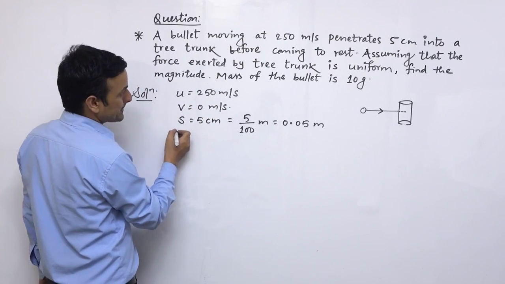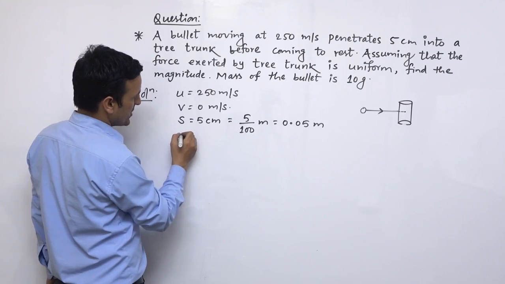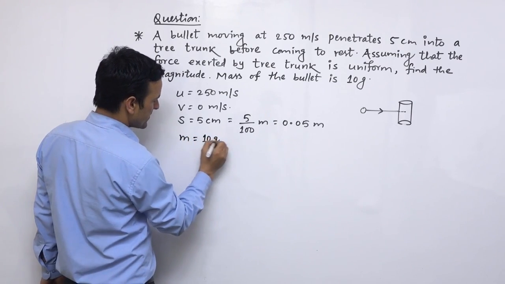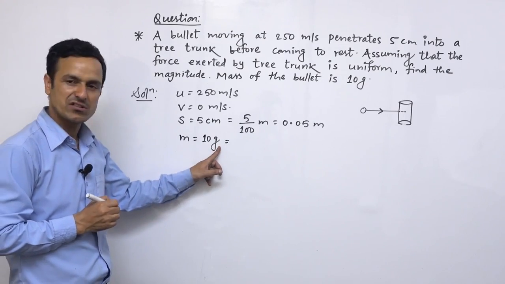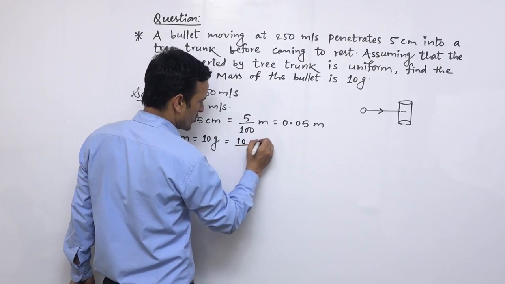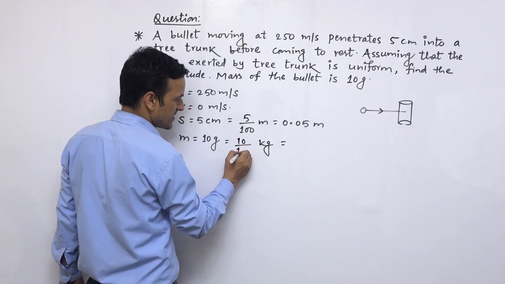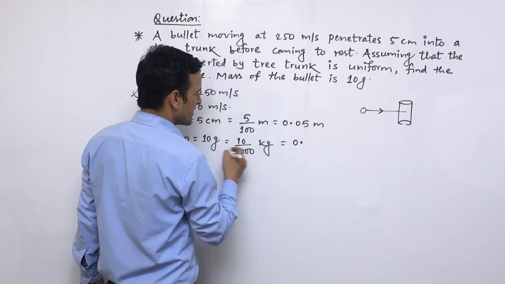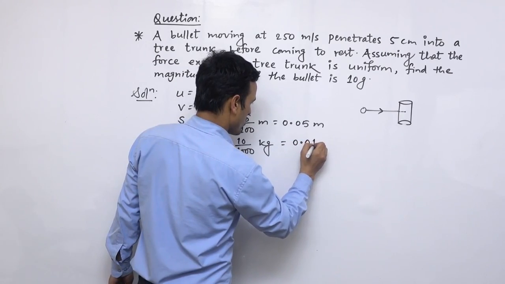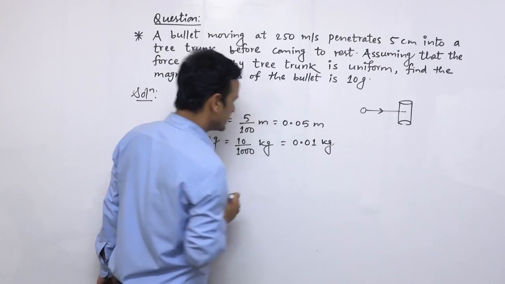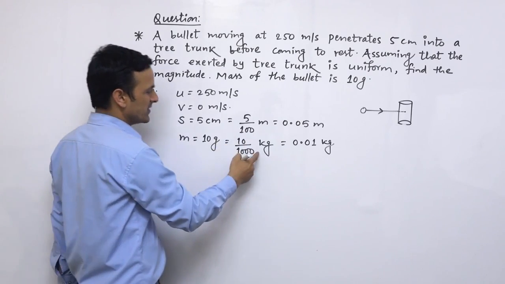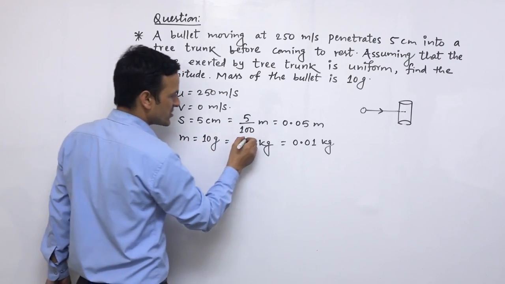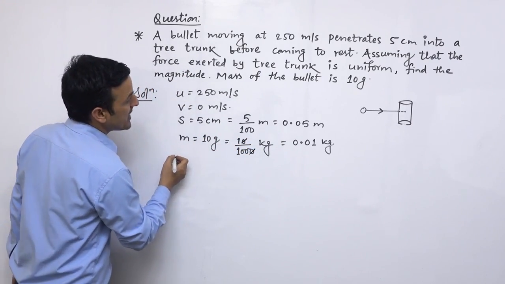And here the mass of the bullet is 10 gram. We can also pick out this mass, which is 10 gram, but we know that mass is always expressed in kilogram. So let's convert into kg. How to convert into kg? By dividing by 1000, and it will be 0.01 kg. And the mass of the bullet is this one.